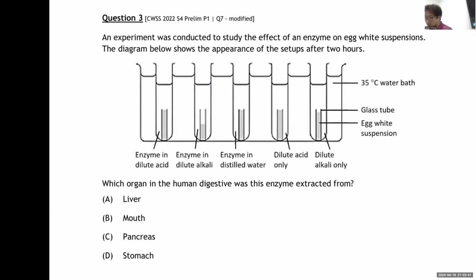Wonderful question here. The only thing that I need to help you with here is to note that the egg white suspension appears as a gray column. That's it. Yes, the gray column represents the egg white suspension.